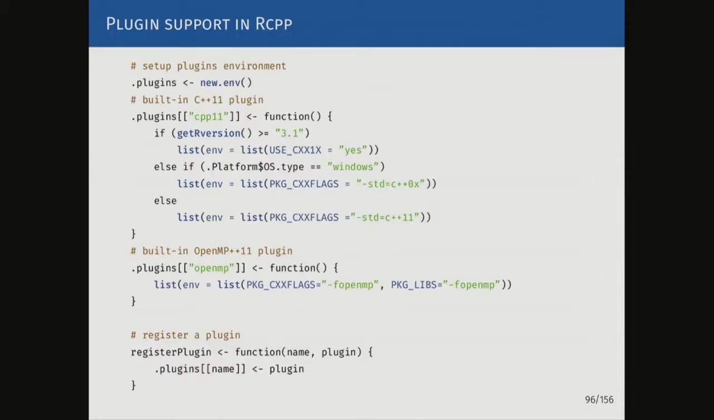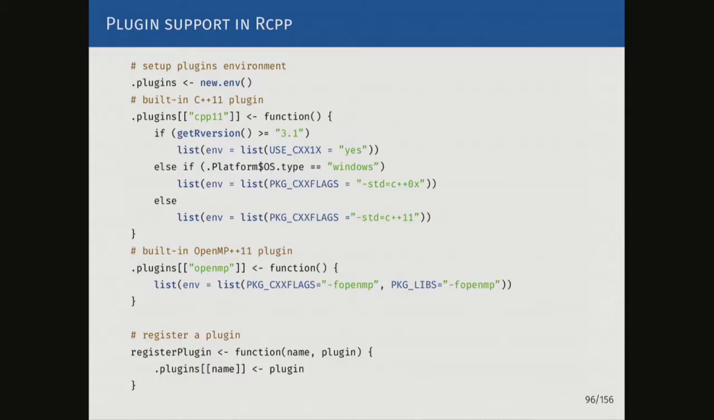With sourceCpp, when you're building a package, you're declaring that either from the description file or the source Makevars. So that's important too. But plugins are good because you have to apply the plugins, and then they get used either way. So this is how we implement the C++ plugin for R versions since 3.1 or greater. We can just assign USE_CXX1X to yes, because R now knows how to deal with that.